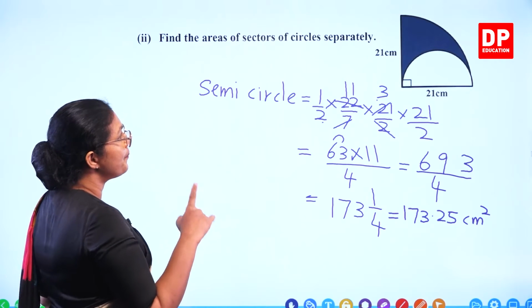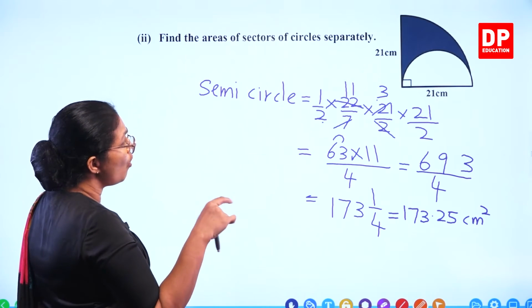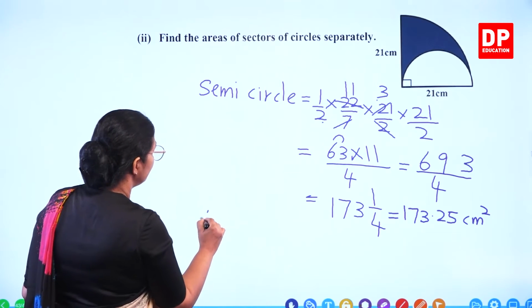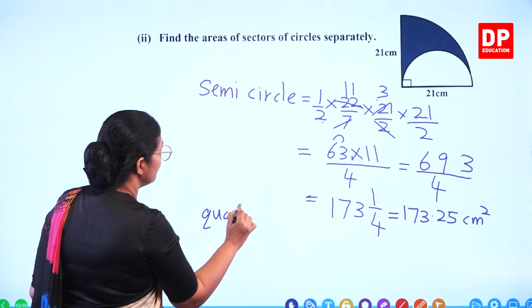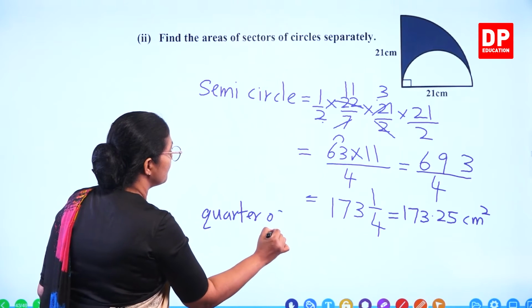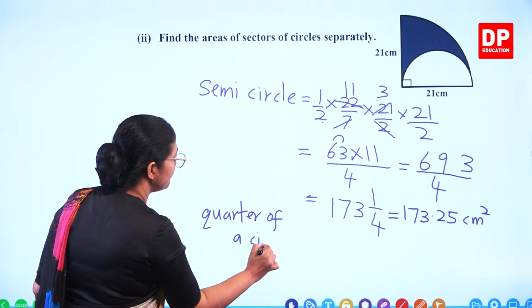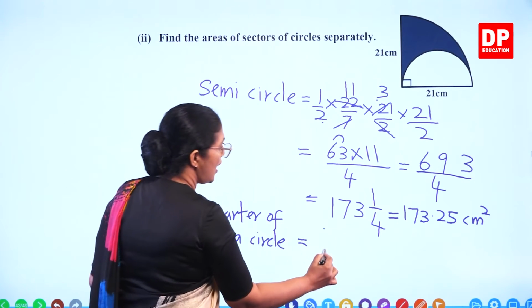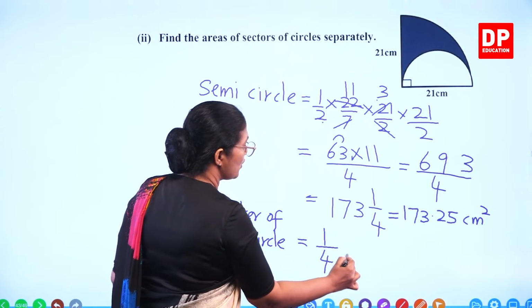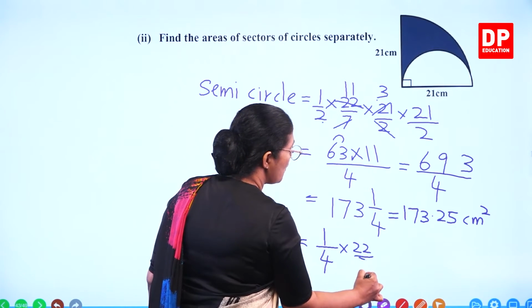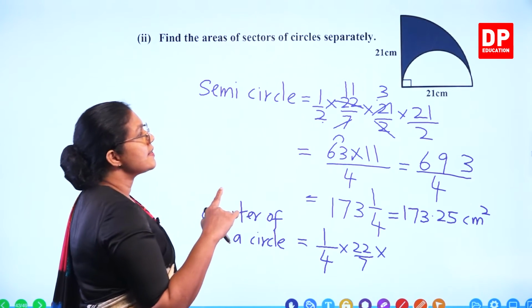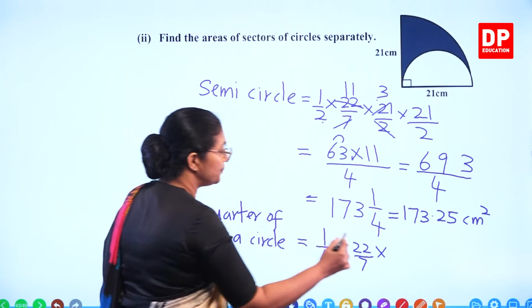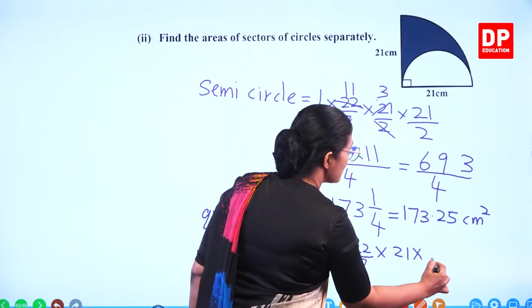What is the area of the quarter of a circle? Quarter of a circle? 1/4. 90 over 360, 1/4. Pi, 22 over 7. What's the radius now? Radius is 21. 21 times 21.